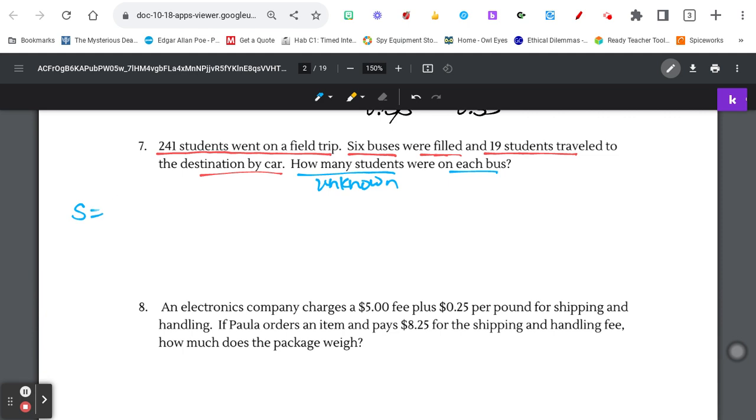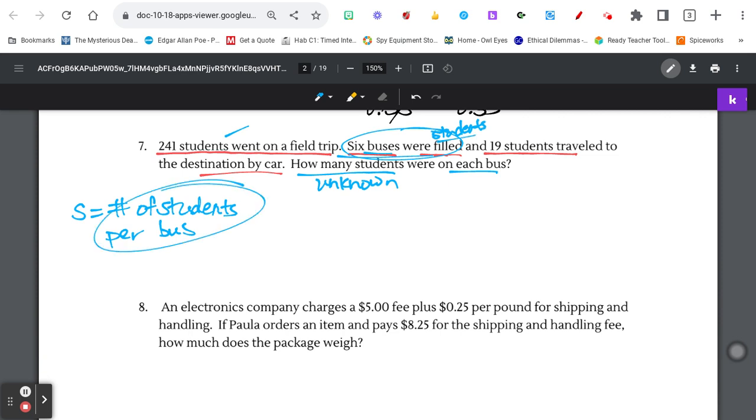So I'm going to do S for number of students per bus. So I'll just look back in my sentence and look for something that has to go with S. Well, 241 students went on the field trip. Well, that's not talking about the students that went on the bus. That's just the number of students that went on the field trip. So that's not going to go with S. Oh, 6 buses were filled. Okay, well, they were filled with what? 6 buses were filled with students. So this is talking about the number of buses and the number of students. There we go. So 6 and S will go together.